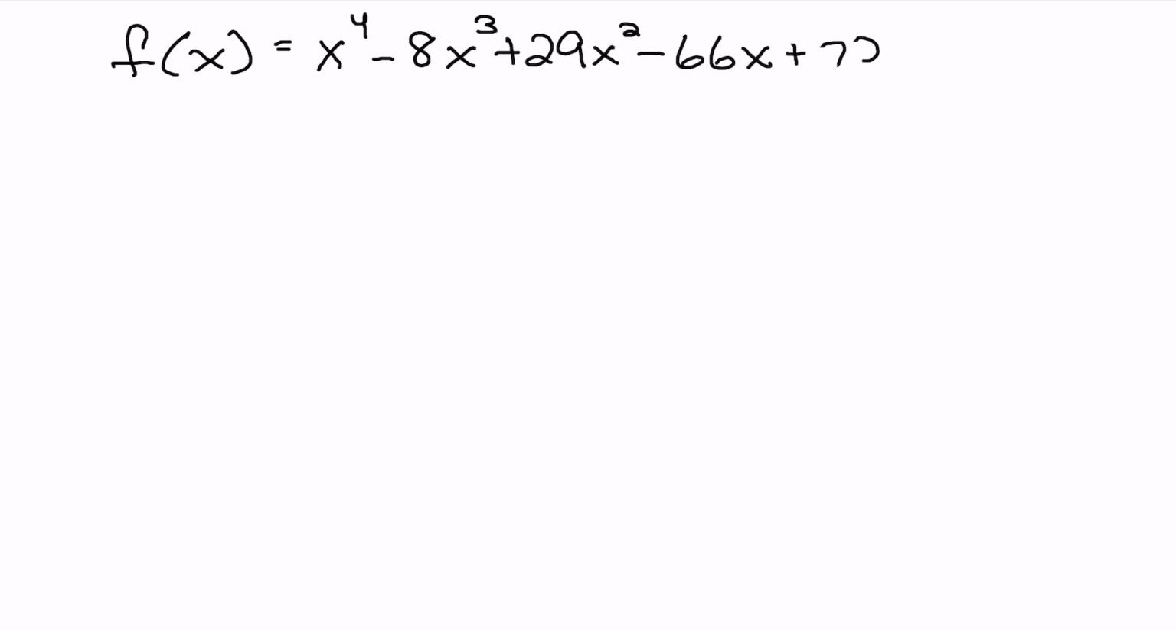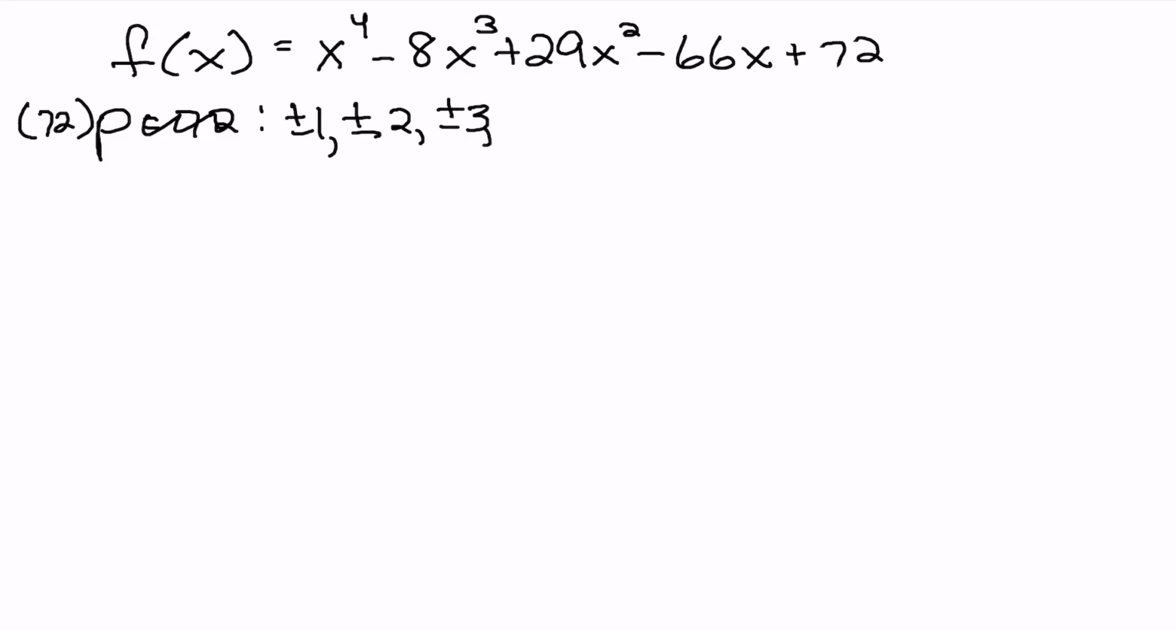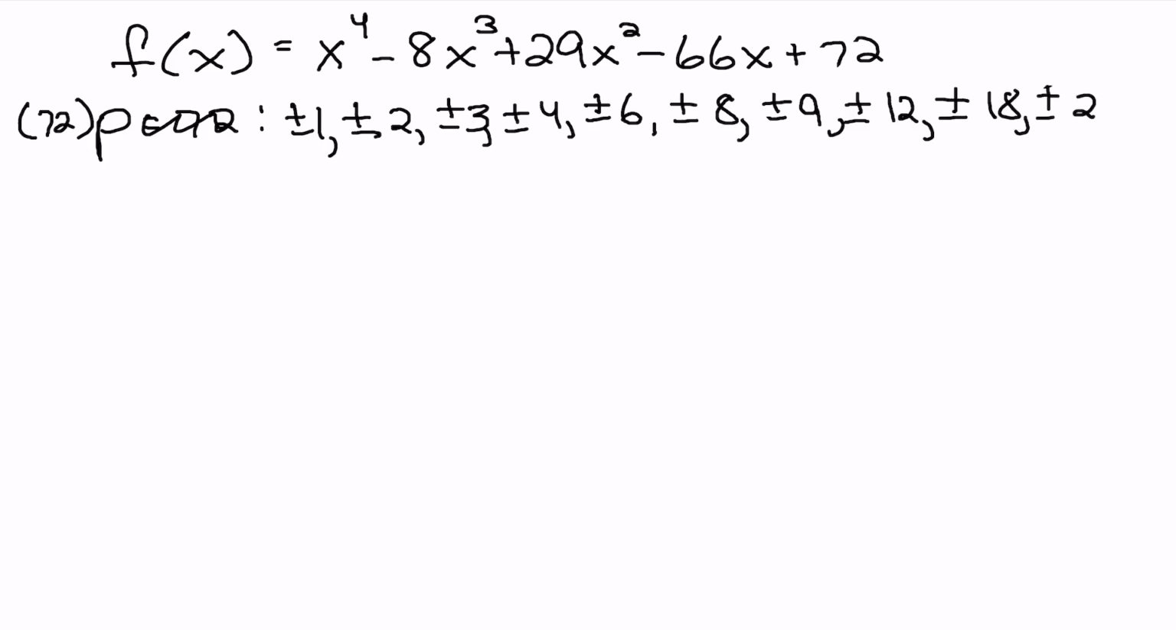So let's do that. Let's revisit our f of x and start looking for some zeros. All right, P is 72. We're dealing with 72. So we're dealing with plus or minus 1, plus or minus 2. I'm just listing the factors right now. Plus or minus 3, plus or minus 4, plus or minus 6, plus or minus 8, plus or minus 9, plus or minus 12, plus or minus 18, plus or minus 24. This is a long one. Plus or minus 36, plus or minus 72.